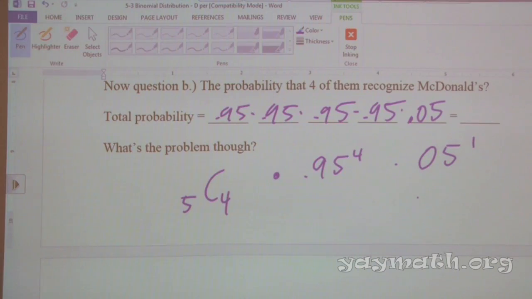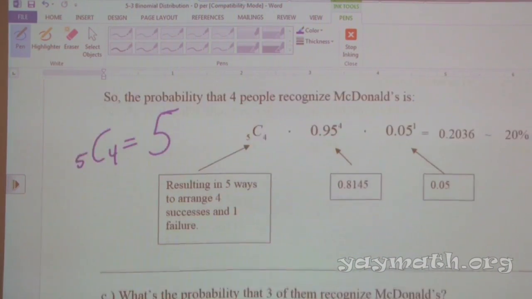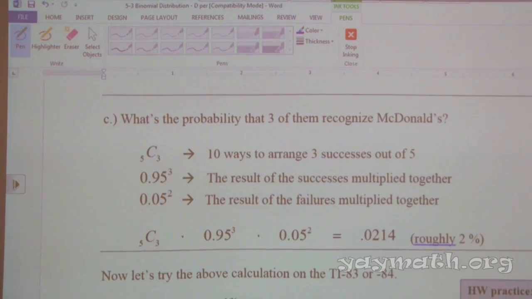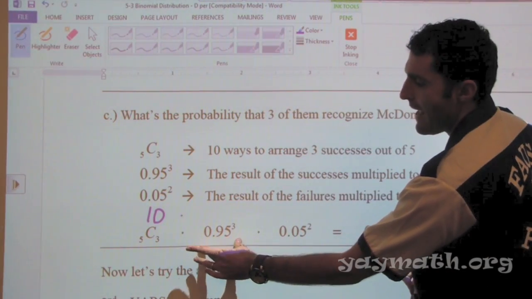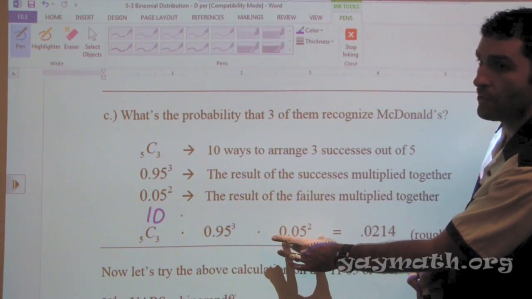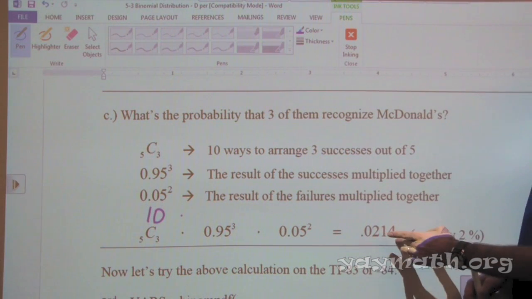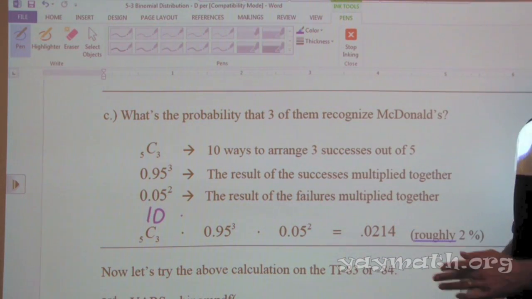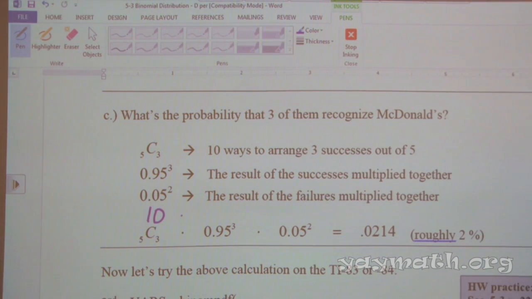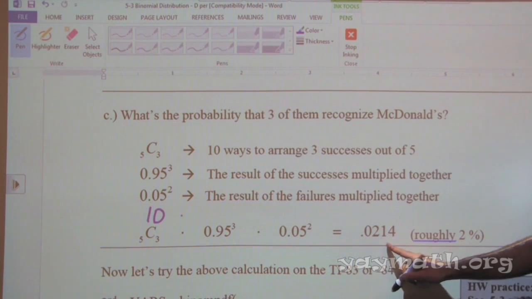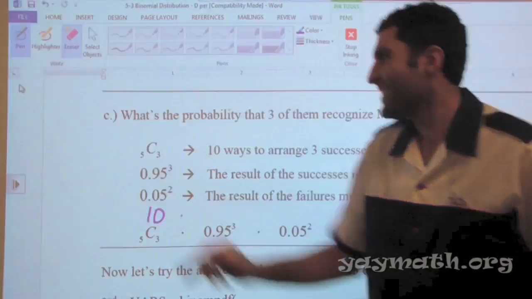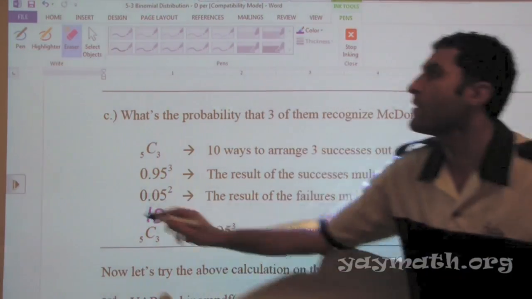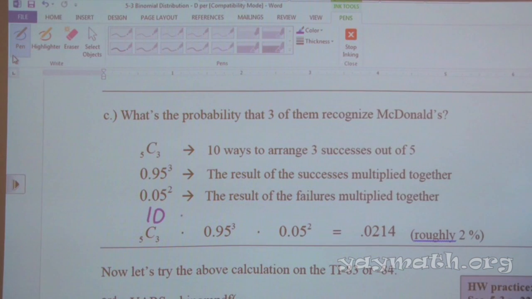But the math is always the same. There's 10 ways. But you're still going to have 3 of these and 2 of these. And that will result in 21%. Yes? So that's your probability, of only 2%. Only 2%. That's your probability of only 3 people recognizing McDonald's out of 5.